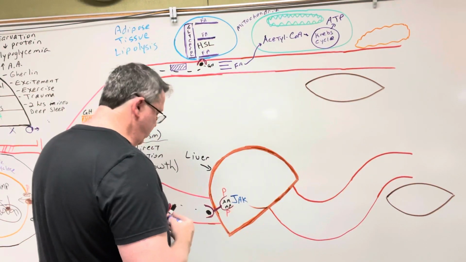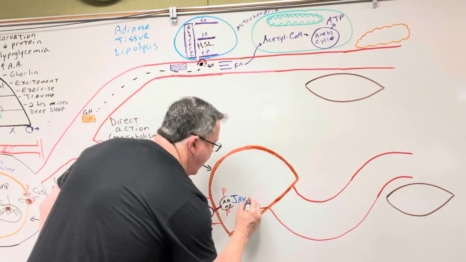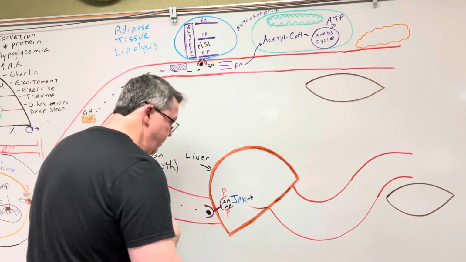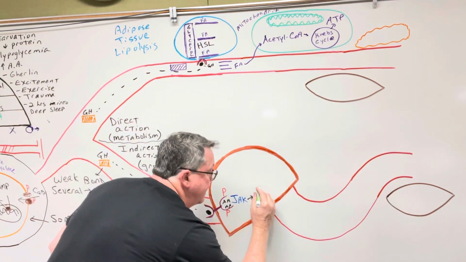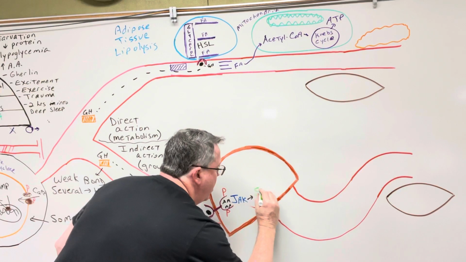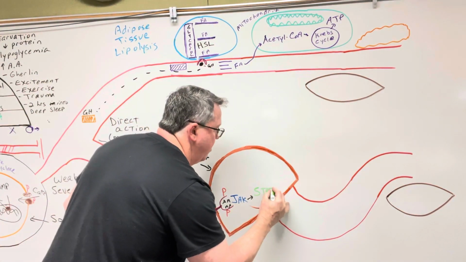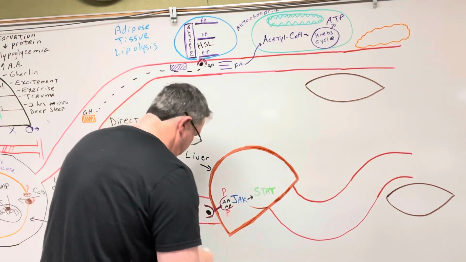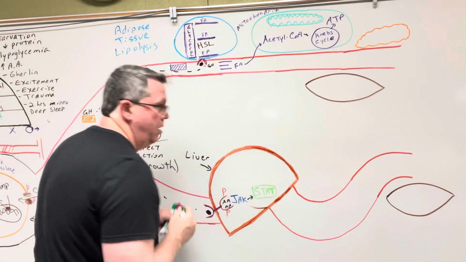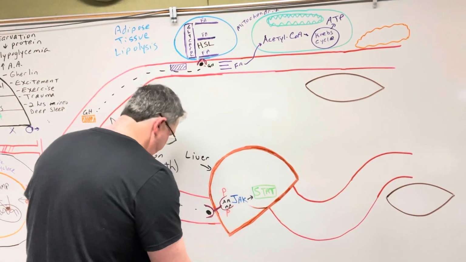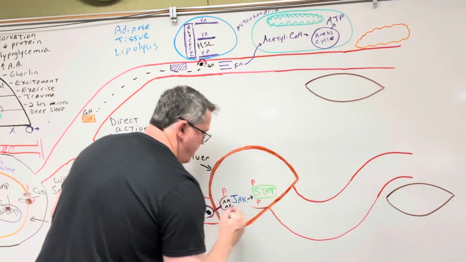So Janus kinase is now going to come over and activate another enzyme which we are going to call STAT. STAT stands for signal transducer activator of transcription. Big long name. Signal transducer activator of transcription. And then JAK is going to phosphorylate this.